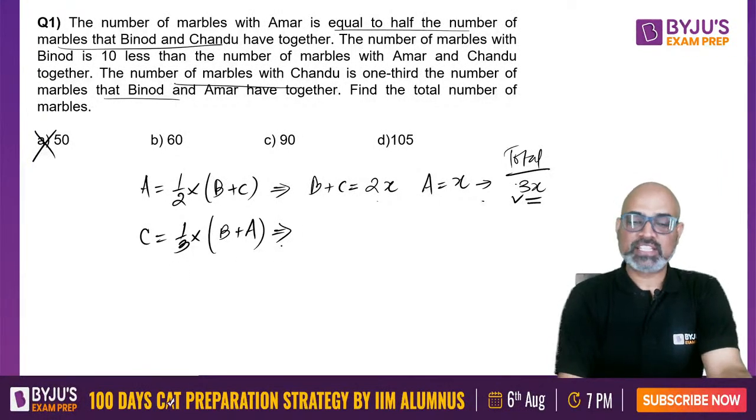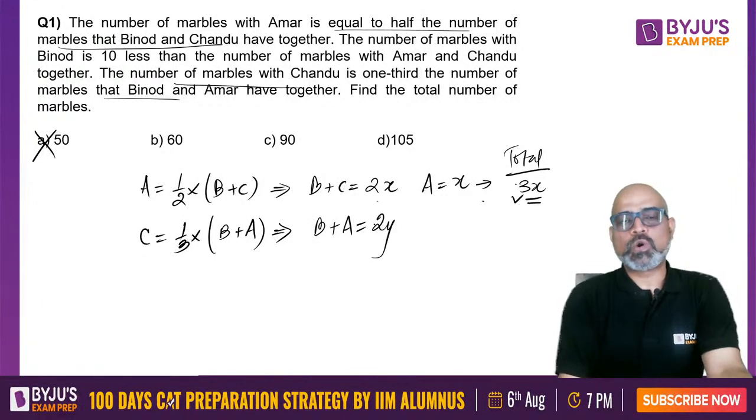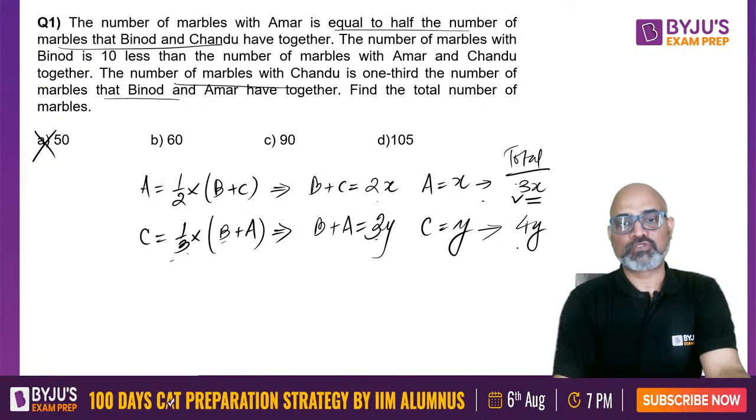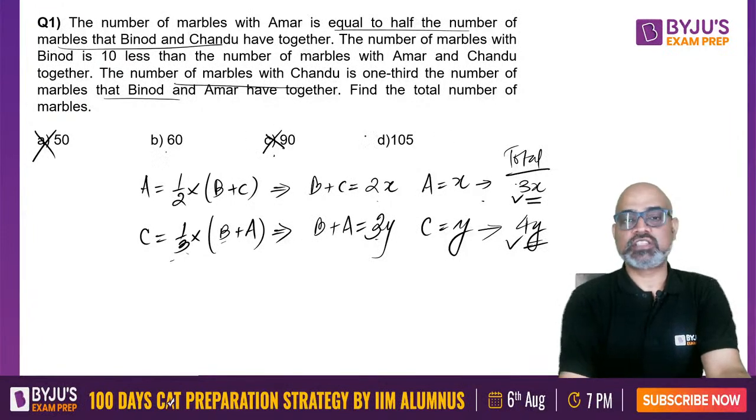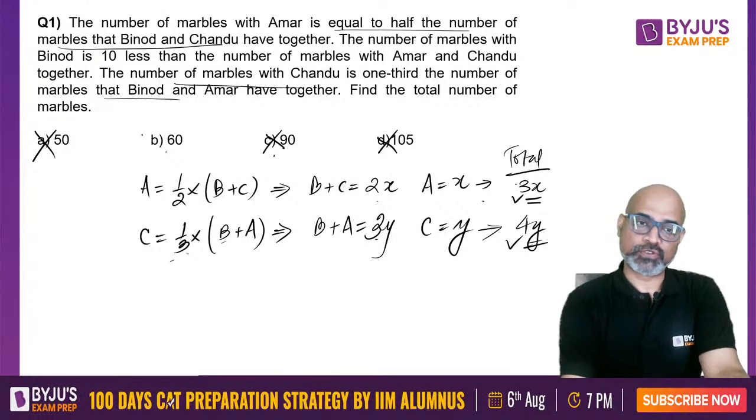Similarly, if I look at the next one, if I say that B plus A is total 3y, because 3 se divide hona chahiye, 1/3 hai na, then can I say C will have y? So if B plus A ki jagah if you put 3y, C is going to be y. So from here can we say the total number of marbles should be 4y. In other words, it should be in the table of 4 as well. From the remaining options, C is not in the table of 4, D is not in the table of 4, A is your answer.